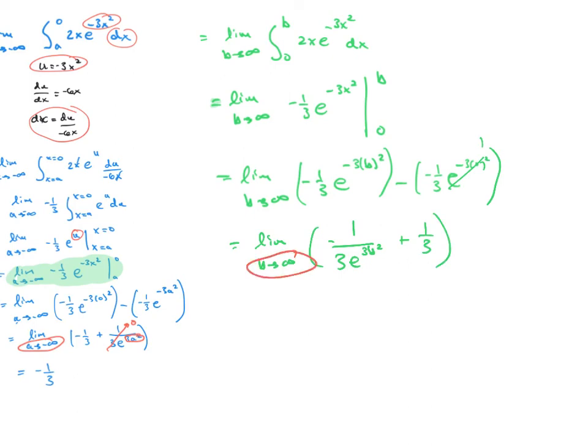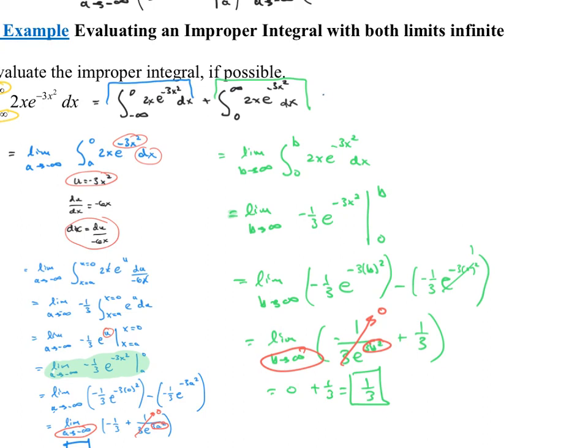Let's consider when b goes to infinity, that exponent would get larger and larger, which would make the value of the denominator larger and larger. And if the denominator is getting bigger and bigger, the fraction goes towards 0. So it looks like I'm getting a 0 plus 1/3, which is what, 1/3? So there it is. For the first half, I got negative 1/3. For the second half, I got 1/3. So if I look at that original integral, I have negative 1/3 plus 1/3, which is a total area of 0. So it does converge.